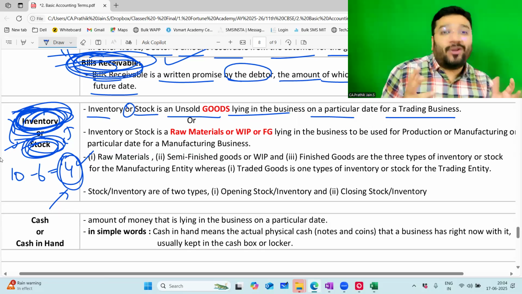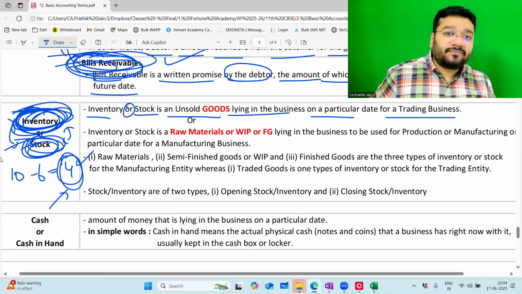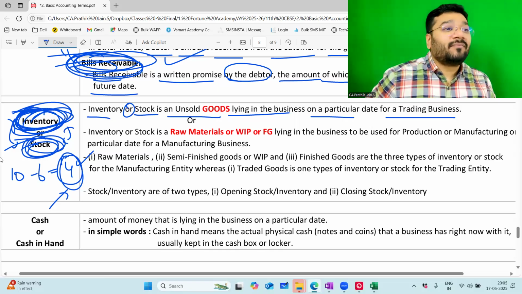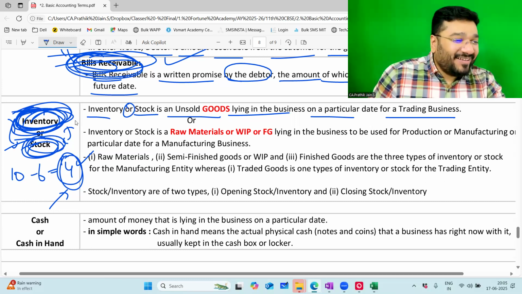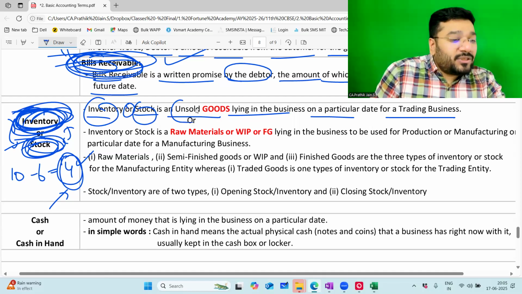They didn't want to complicate your life. Now clear? To make your life easier. So inventory and stock is what? Nothing but unsold goods lying in the business on a particular date for trading purpose.